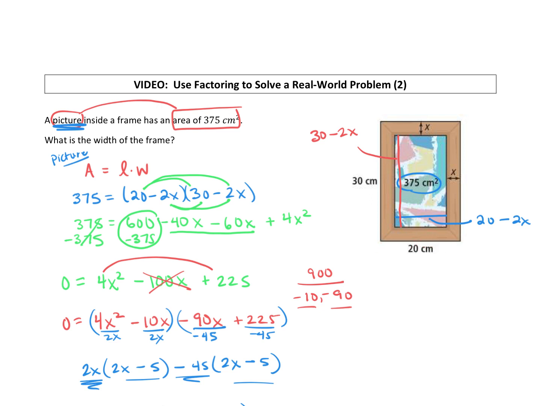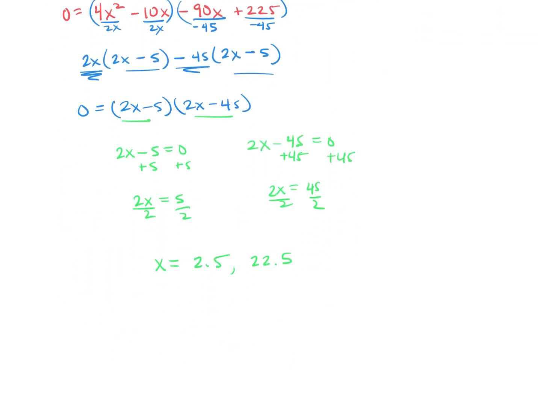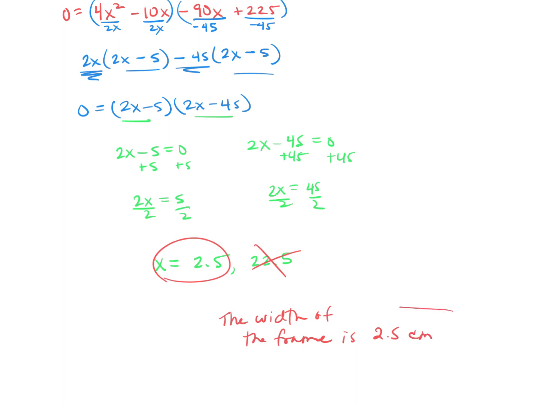That's not possible because we have our picture frame, we have our x value here and another x value there, so that 22.5 is just too big. It doesn't make sense when we go back and look at it. So x equals 2.5, which is the width of the frame. So the width of the frame is 2.5, and then our unit is centimeters.